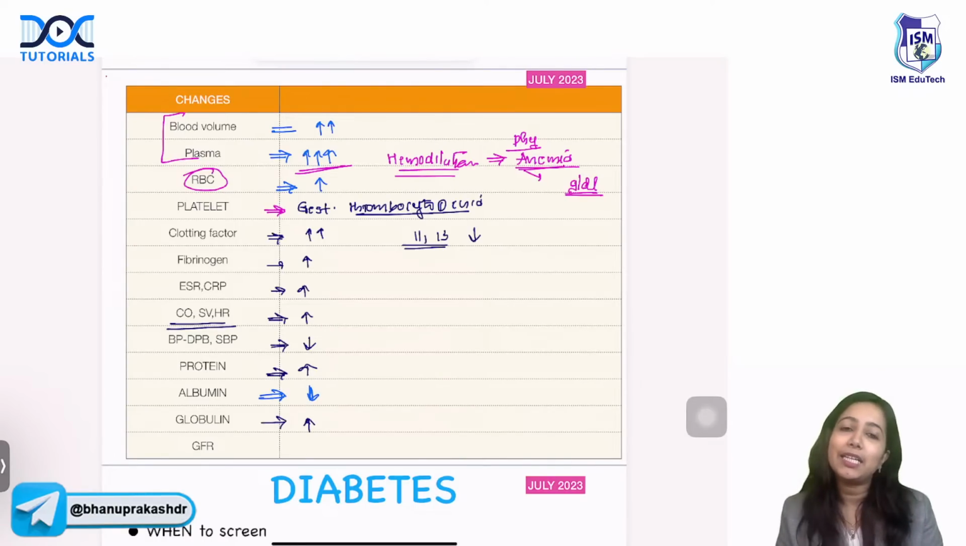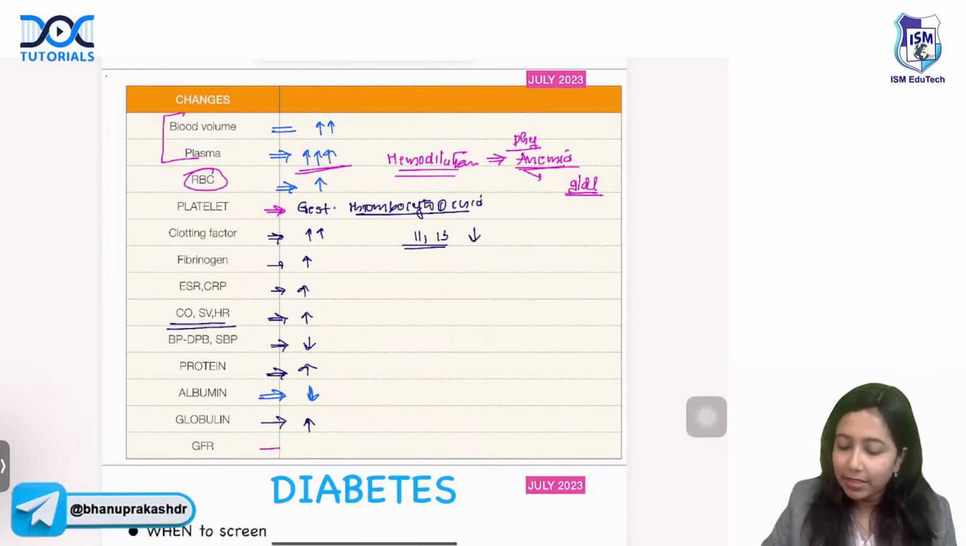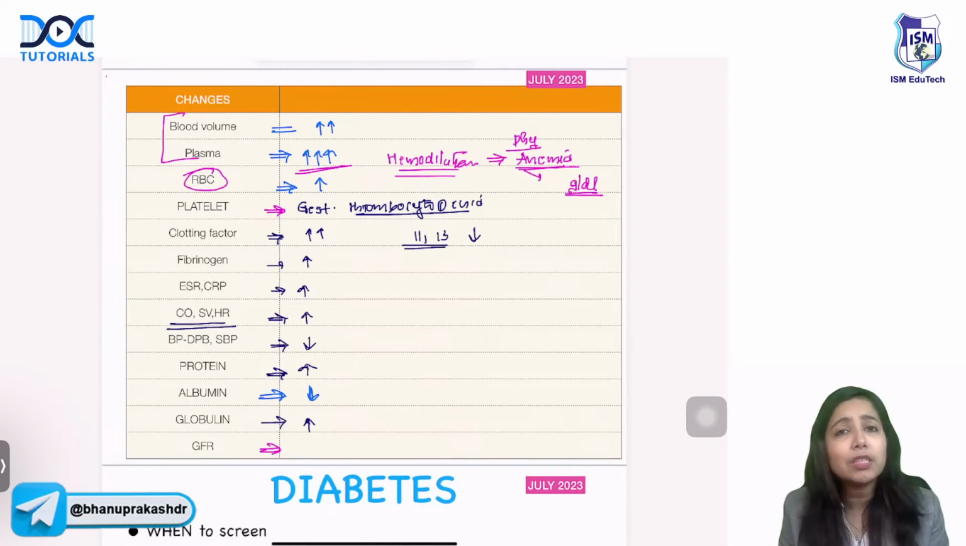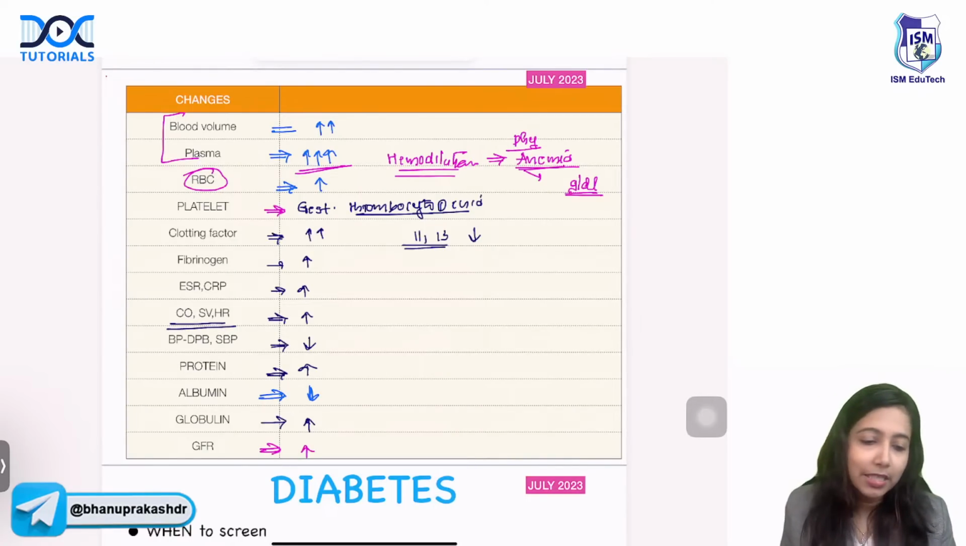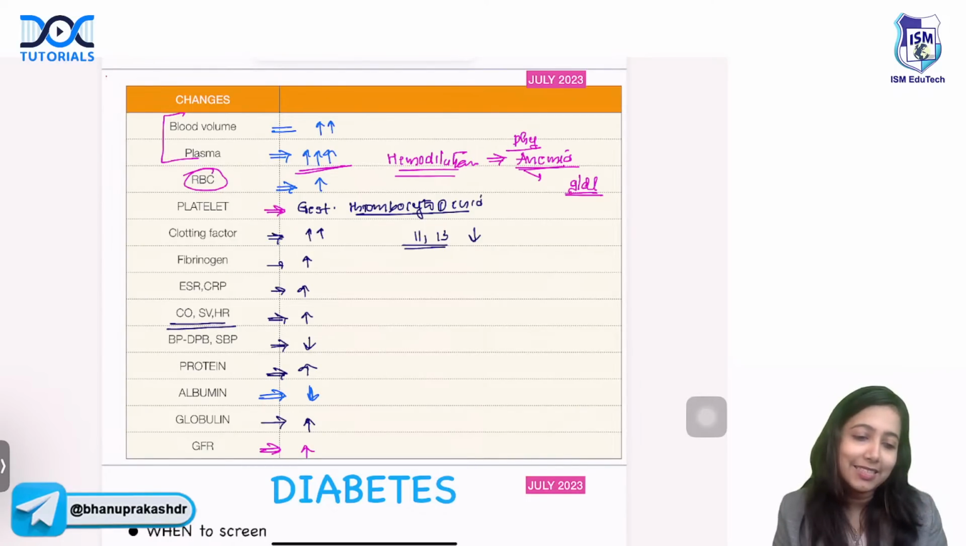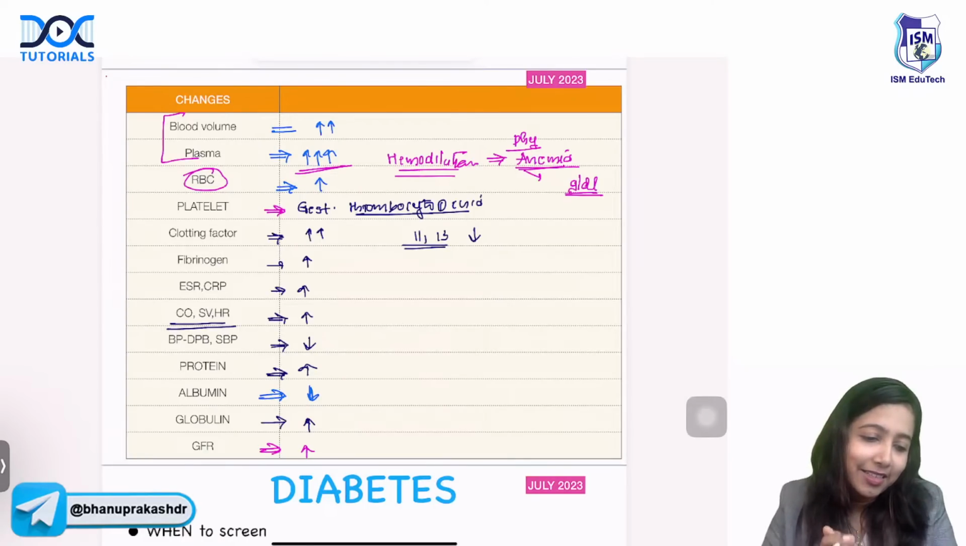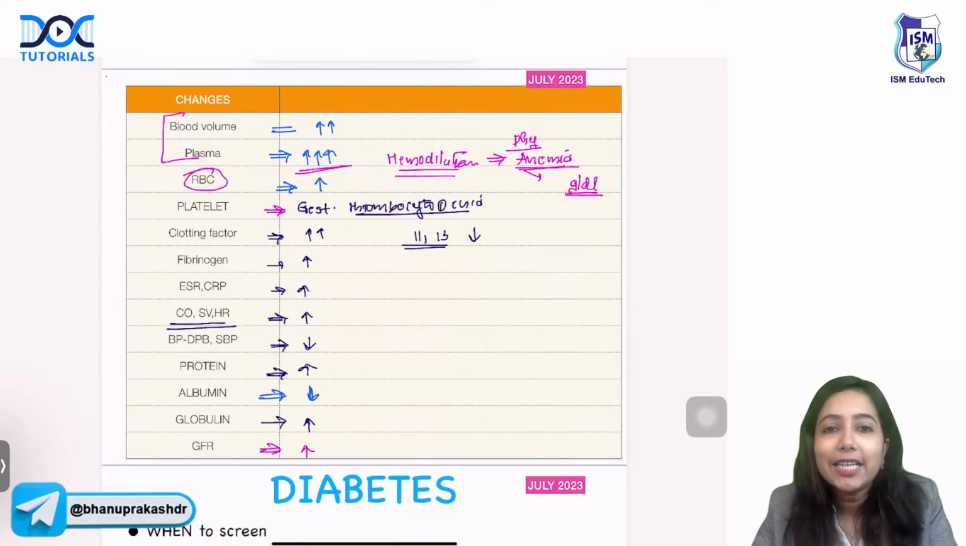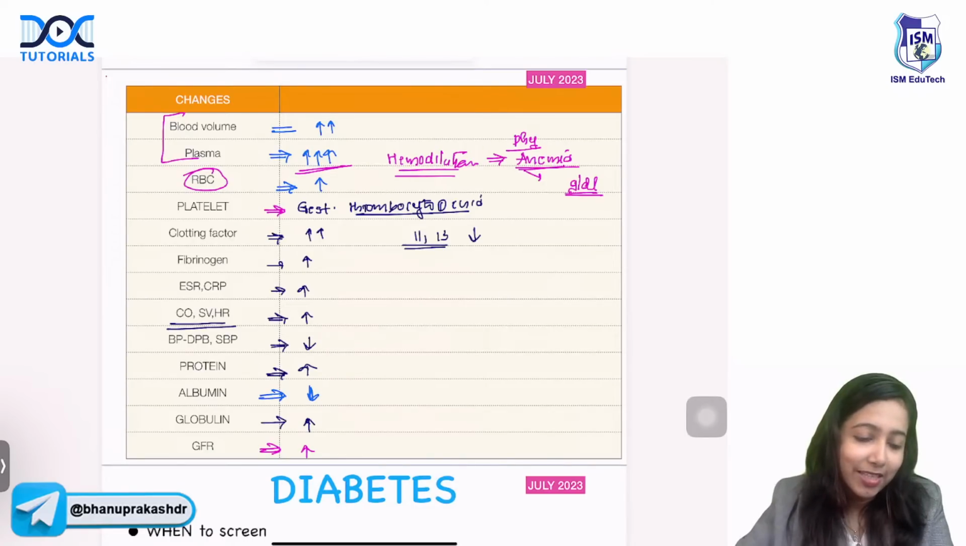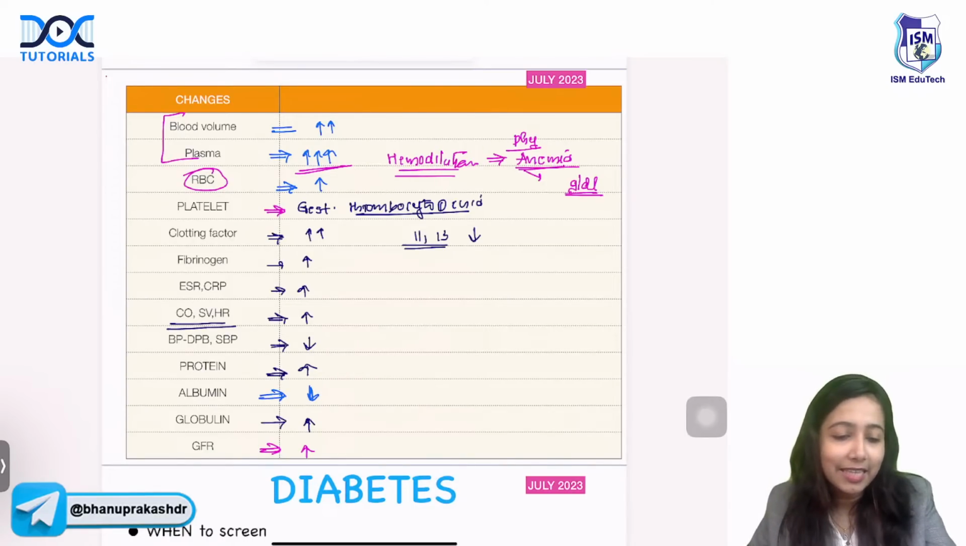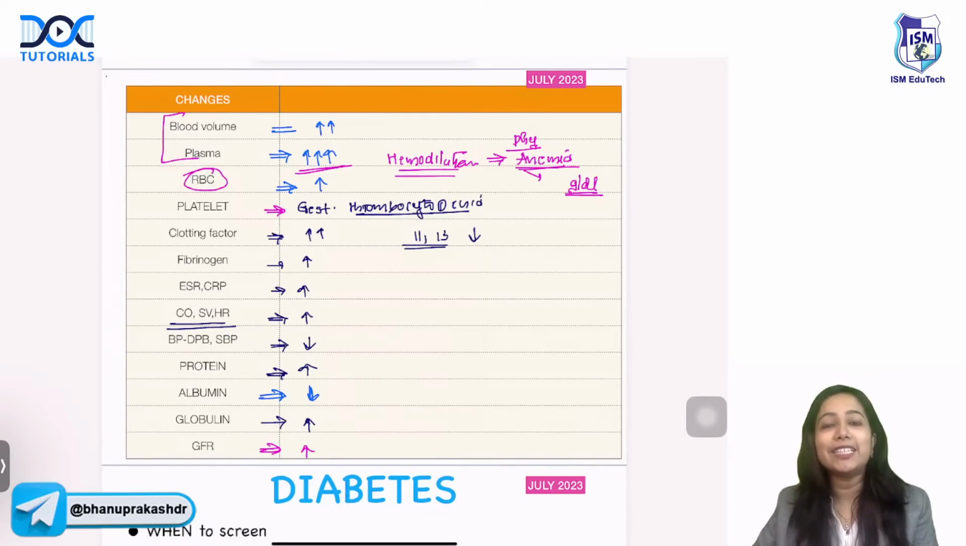The albumin decreases. The glomerular filtration rate: net blood volume is increasing, the filtration through the kidneys is increasing, so the glomerular filtration rate also increases. All right. So is it clear? These are the various changes that happen. Yes, Vikas has rightly answered that. That's the albumin, which is actually decreasing. Very good.